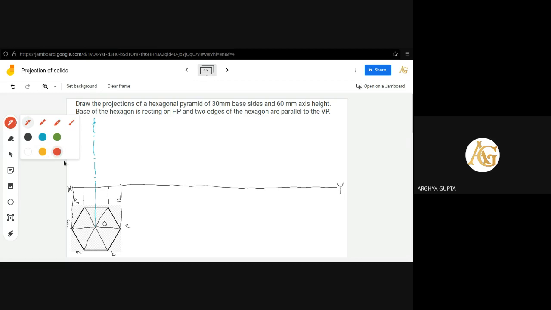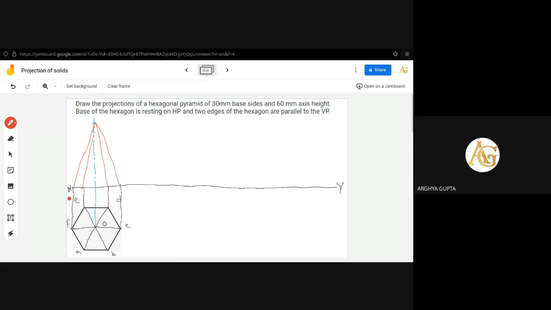I'm using different colors. Let me join first. Then I will give the names. So all the points are joined. Now we have to give names here.